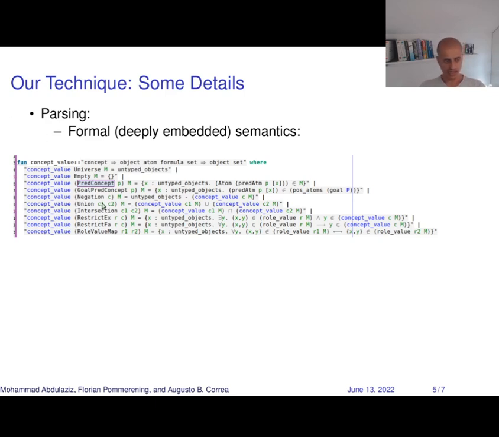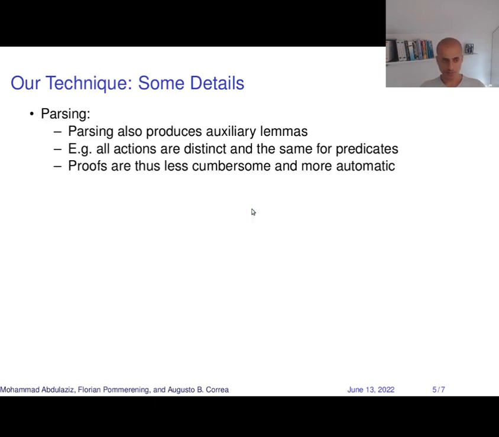So this function tells you, given a concept and the state, what is the set of objects that concept represents in that given state. So if you have a concept that is made of the union of concepts, for example, then the set of objects it represents is the union of the set of the objects represented by the constituent concepts.